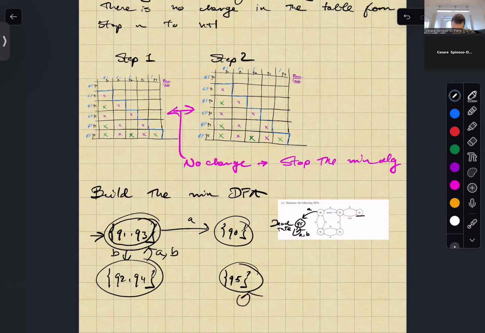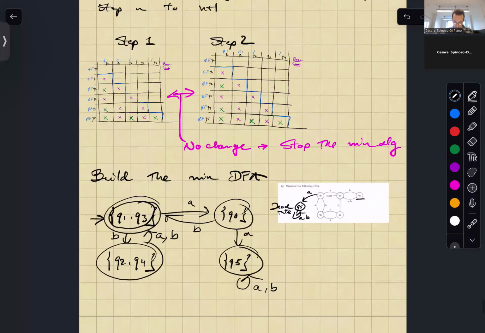Q5, unsurprisingly, is just going to loop back to itself. It's a dead state. And the only way to get to Q5 is from Q naught. So Q naught, reading an A goes to Q5, and reading a B goes to Q3. Okay, and so this now is my minimal DFA. It has four states instead of six. So we've been able to merge together two pairs of states to create single sets of pairs of states in this case.